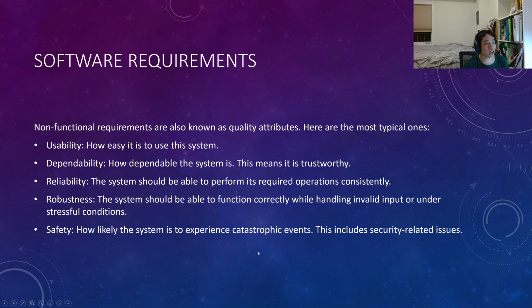Safety is how likely the system is to experience catastrophic events. More like how less likely. If I have to phrase what safety is, you have to build a system so that it can avoid really bad security incidents.